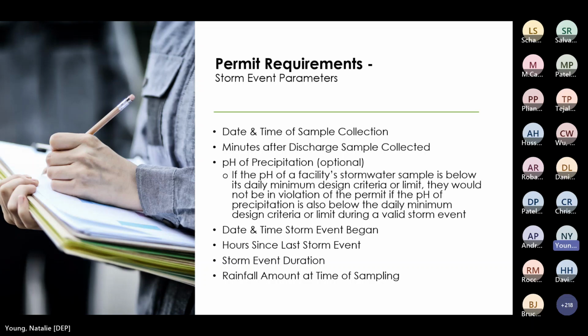Storm event parameters should be recorded every time a stormwater sample is taken, whether monthly or quarterly. Samples should be taken within 30 minutes from when stormwater begins to discharge from each monitoring location.